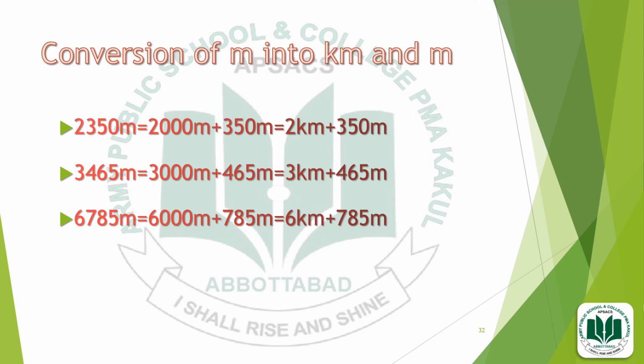Now the next question is 3465 meters. We separate thousands from it. There are 3000 and 465 separate. So 3000 becomes 3 kilometer. 3 kilometer plus 465 meters. And in the last example, there are 6000, so the length becomes 6 kilometer and 785 meters.